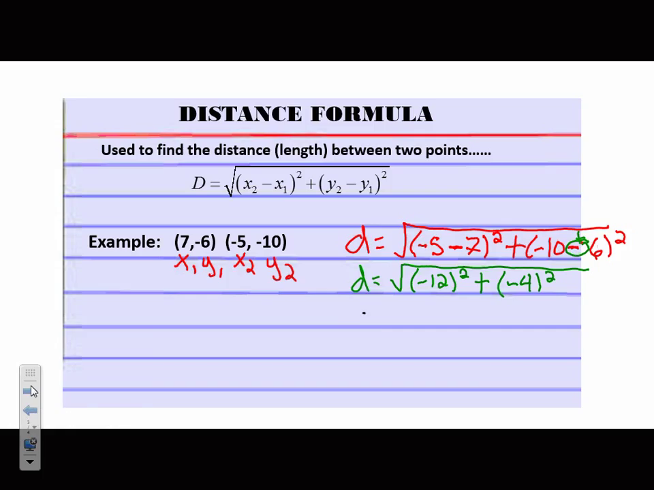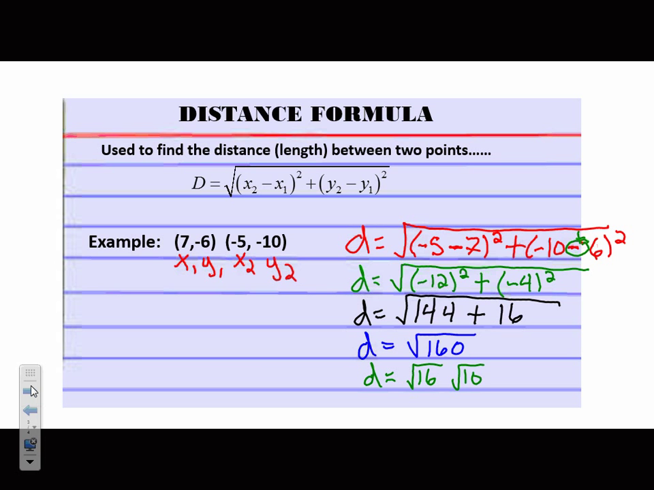Continue solving this. I get d equals. Now, these are negative, but I take a negative 12 times a negative 12 because that's what squaring means. Multiply it by itself. I get a positive 144 plus negative 4 squared. I'm going to get 16. So my distance equals the square root of 160. Now, for this one, you guys, I'm going to break it down into square root, and I'm also going to give you the decimal. So if I break this down, I'm going to get d equals the square root of 16 and the square root of 10.